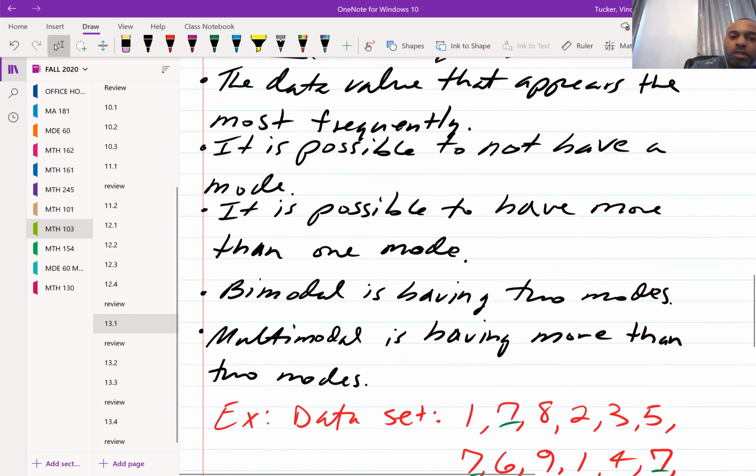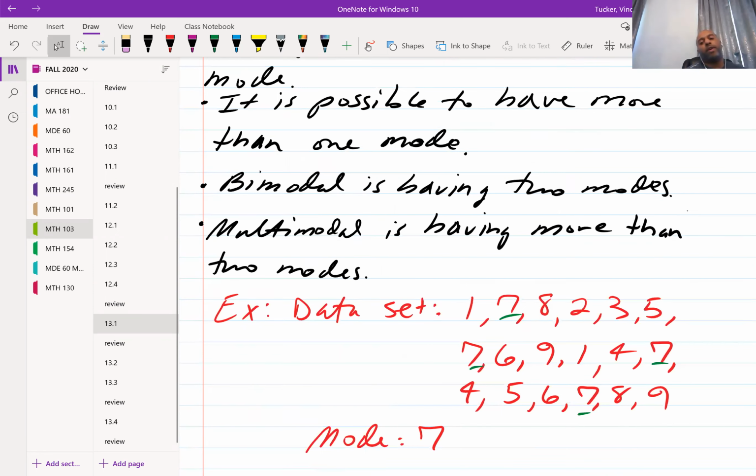All right, so here's the data set: 5, 1, 7, 8, 2, 3, 5, 7, 6, 9, 1, 4, 7, 7, 8, 9. My mode would be 7 because 7 appears the most frequently. All right, questions? Any questions?